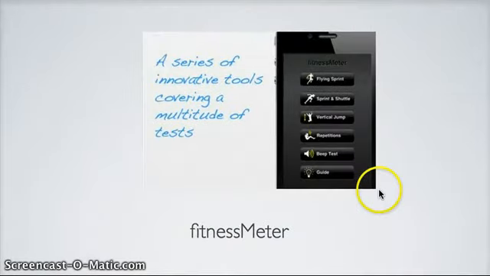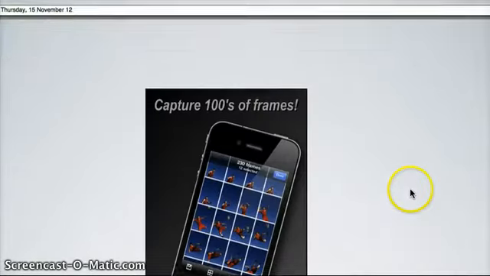Fitness Meter, a really cool app that enables you to conduct a variety of different fitness tests all from inside of the app itself. It uses camera sensing mechanisms to enable you to do a flying sprint start and get a really accurate result. You can put the phone in your pocket and jump to complete a vertical jump test and much more. It's really, really innovative.